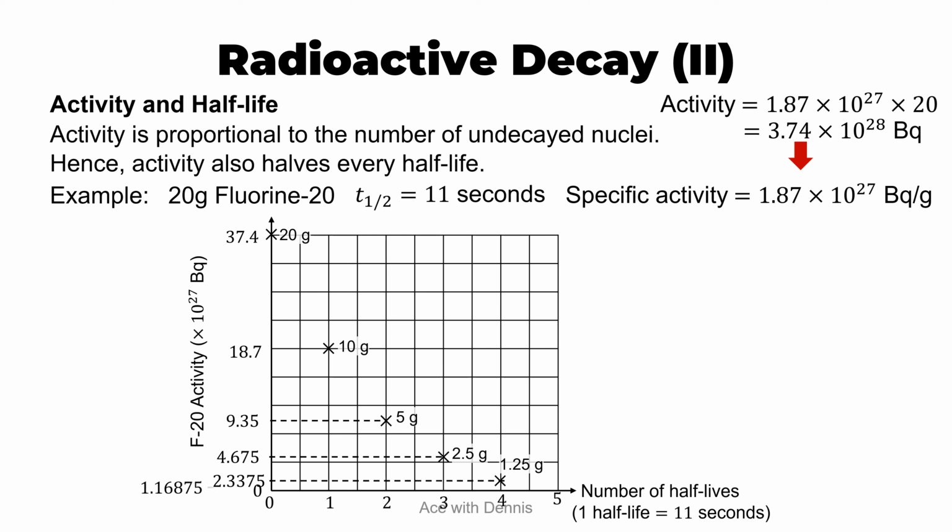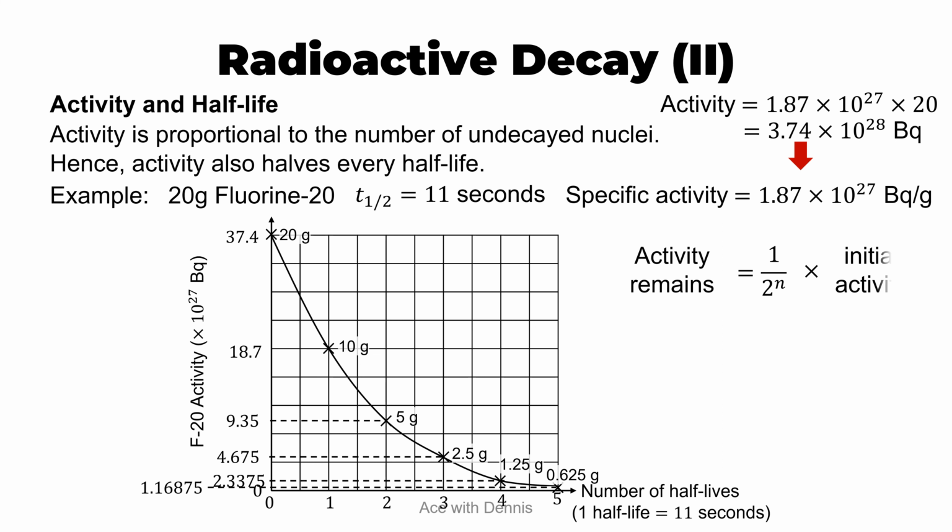And the fifth half-life, the activity is 1.16875 times 10 to the power of 27 Bq, and the mass is 0.25625 grams. And we can join all these points together to get a curve. So from here, we can form the formula to calculate the activity remaining, which equals 1 over 2 to the power of n times the initial activity.